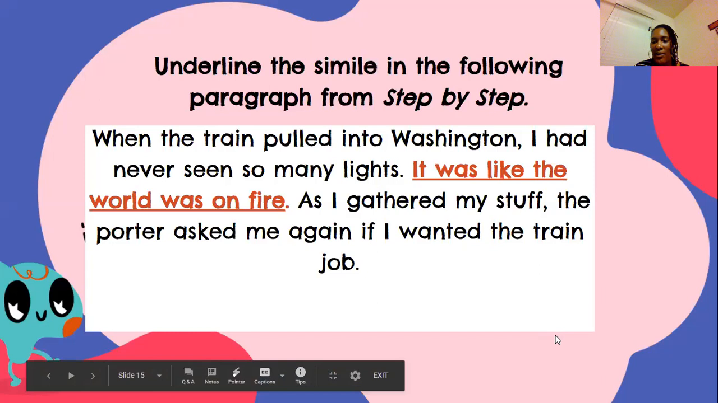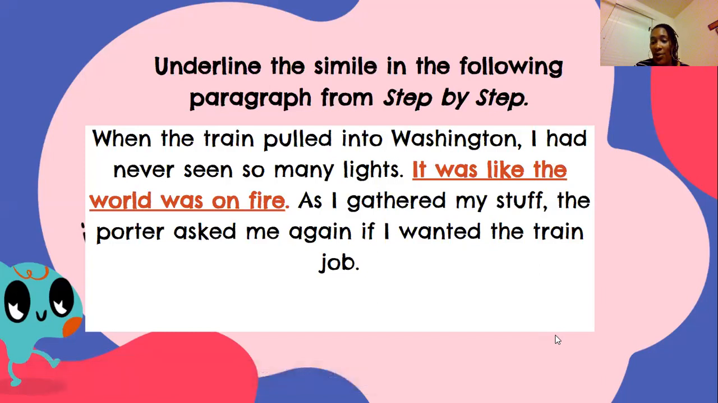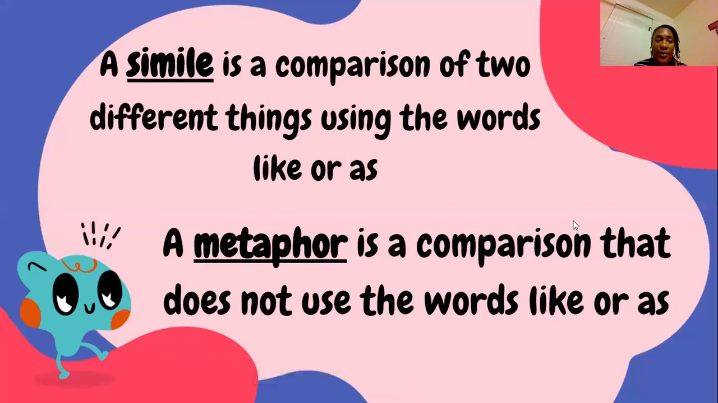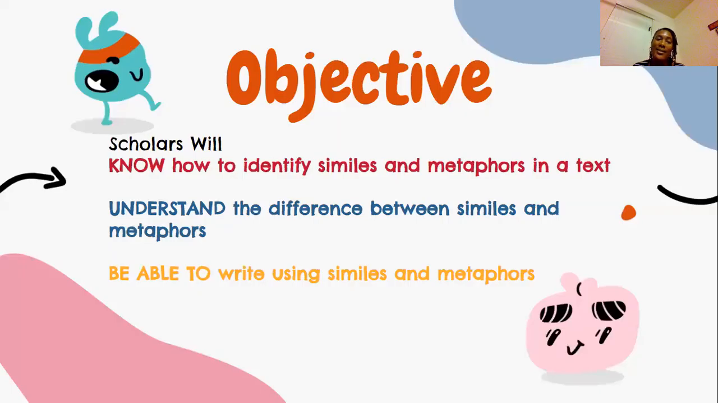So those were our two ways that we identified similes and metaphors just within the reading that we did in the previous lesson. So readers, I had an awesome and amazing time with you. Remember that a simile is a comparison of two different things using words like or as, and a metaphor is a comparison that does not use like or as. So I hope that in this lesson, you're able to identify similes and metaphors, and understand the difference between them. And you also had a chance to write using similes and metaphors.